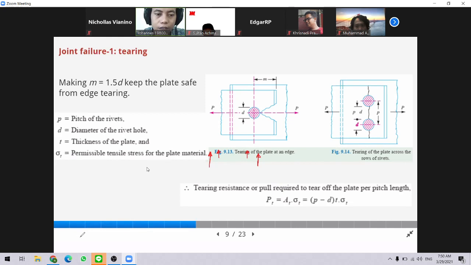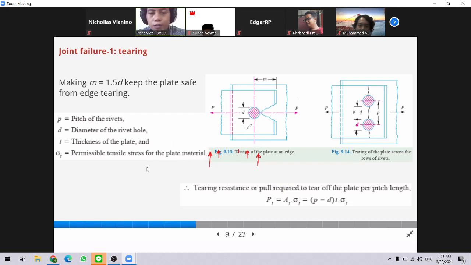Please wait a minute. It's noisy here. Okay, sorry for that distortion.